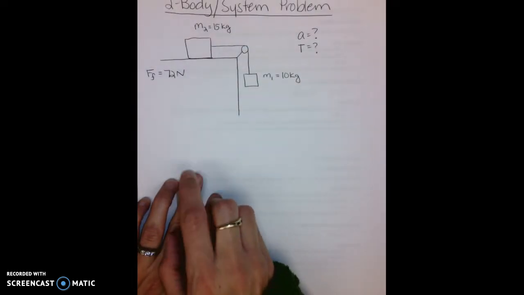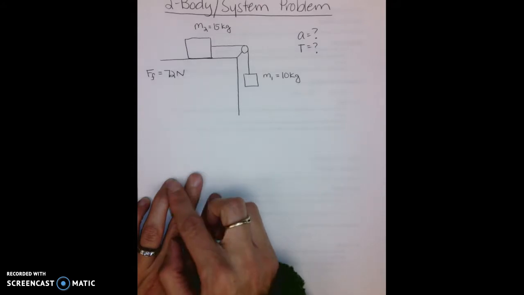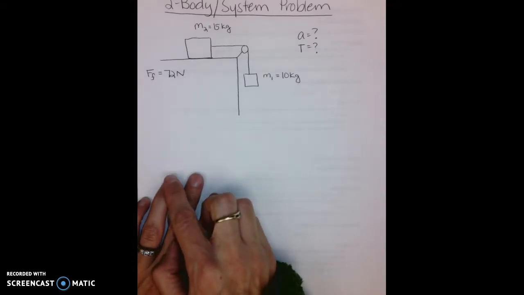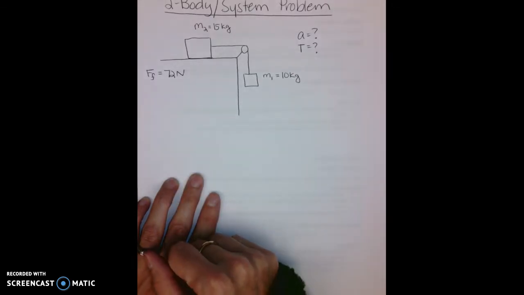And what that tells me is that if there's one string, there's one tension everywhere within that string. If a problem were to tell you that the string had mass, or the mass was large, or that it varied, then you cannot assume that the tension is the same everywhere in the string. But for this case, we can.